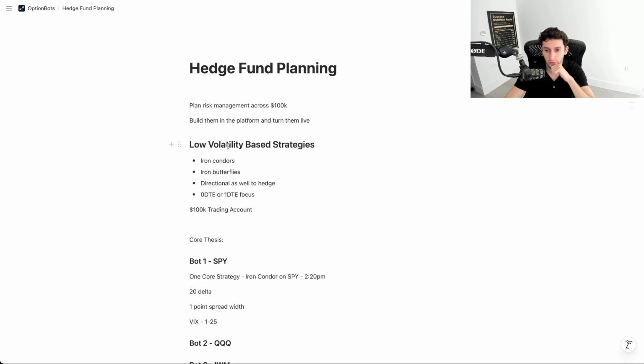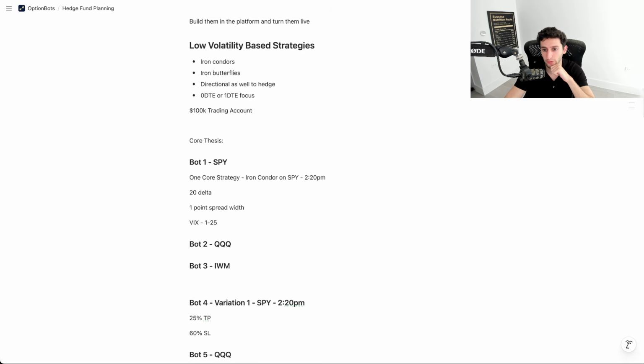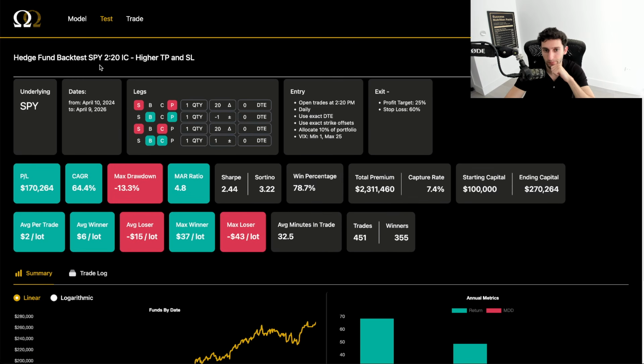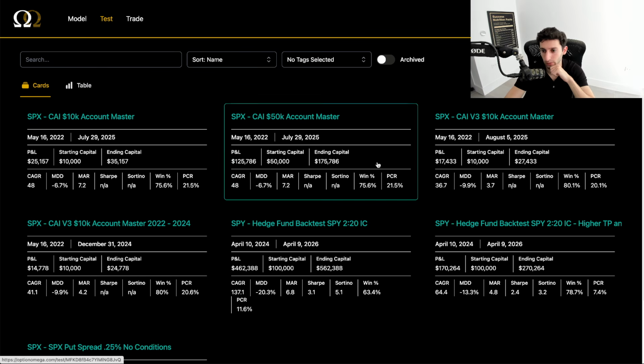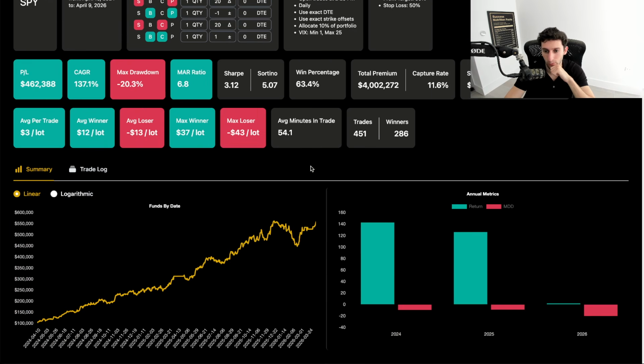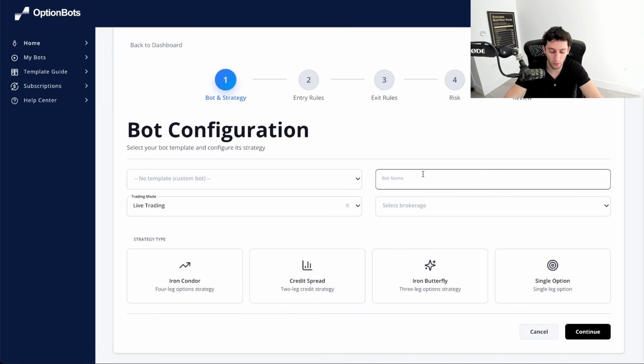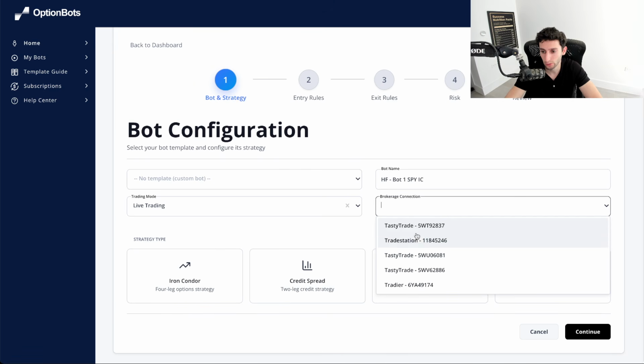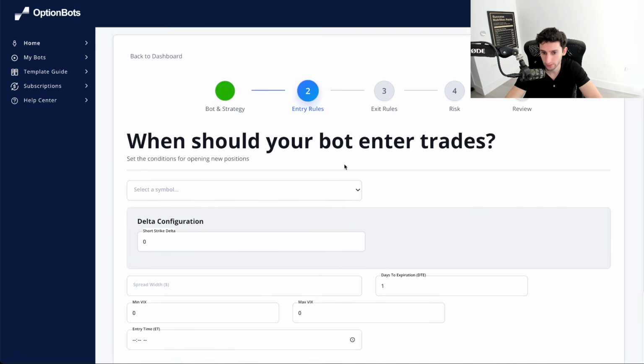And we're going to go ahead and start with the first one. So we're going to start with this first SPY, this one right here. I can go back to the original, this one, and we're going to build this exact bot right now. We'll call this HF for hedge fund. We'll call it bot 1, SPY Iron Condor. We're going to connect it to TradeStation, Iron Condor. We're going to go from there.